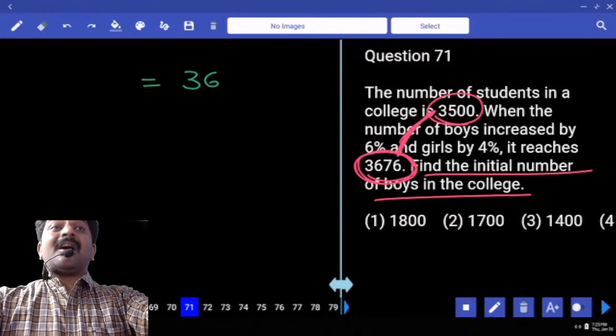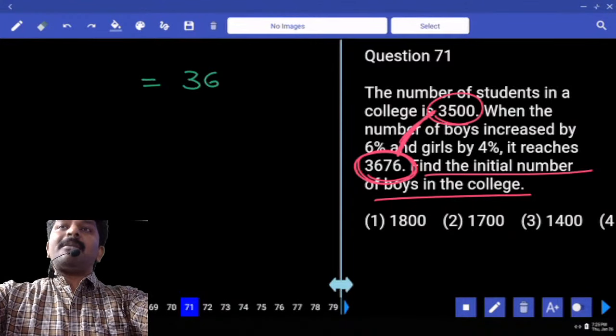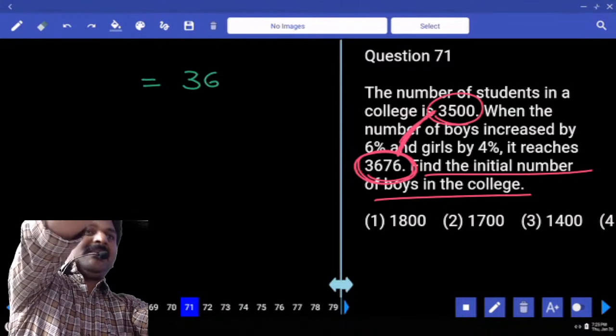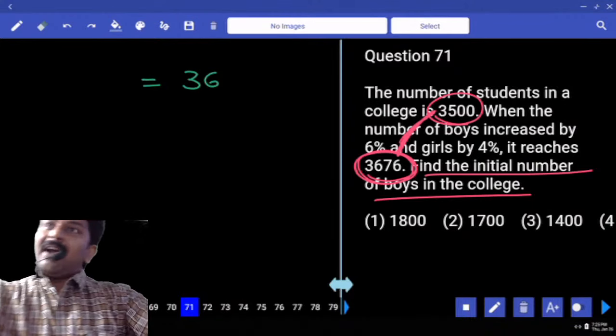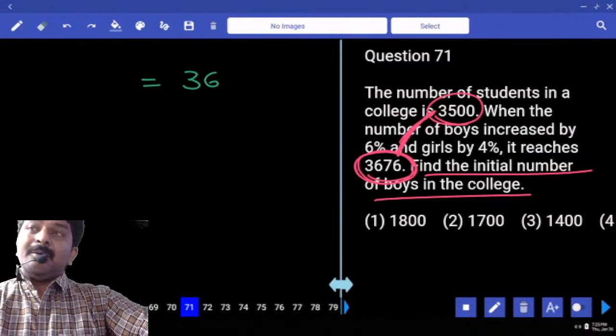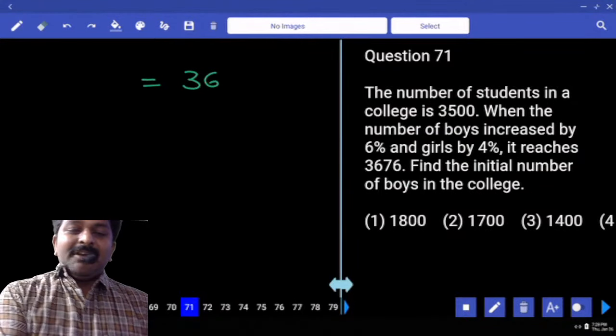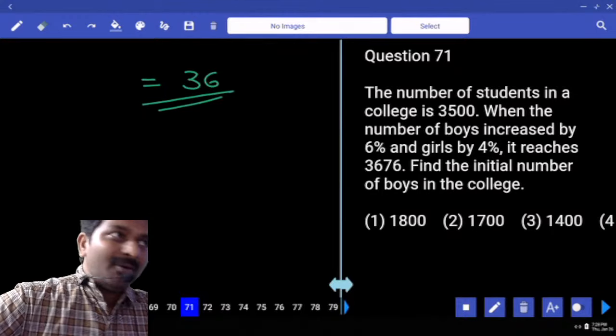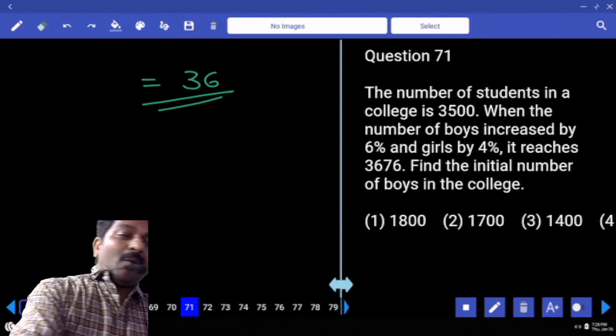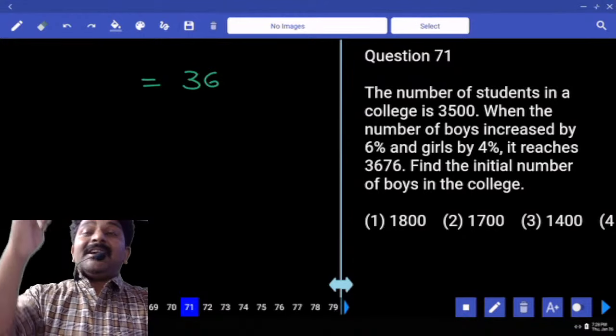What is the reason? Because there are actually boys and girls. We started with all are girls. That means whoever boys are there, we converted them to girls, correct? If they are treated as boys, boys count would increase by? We got a 36 difference. Have you understood? What exactly is the reason for getting the 36 difference?